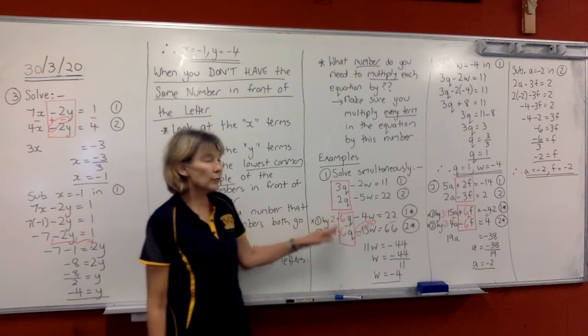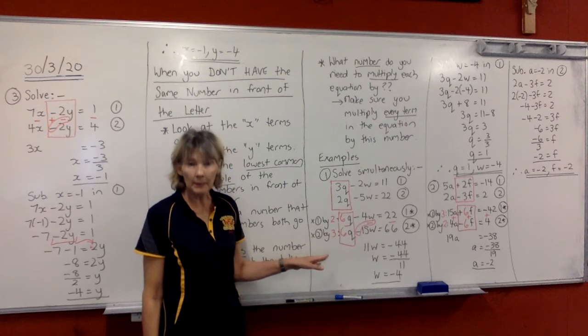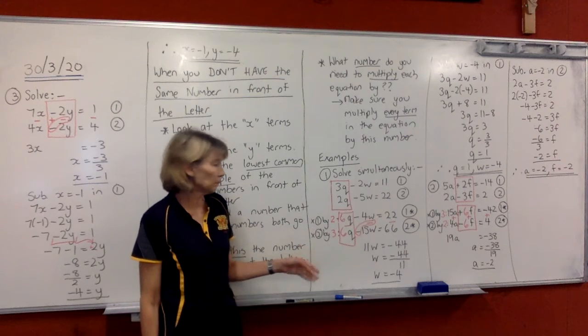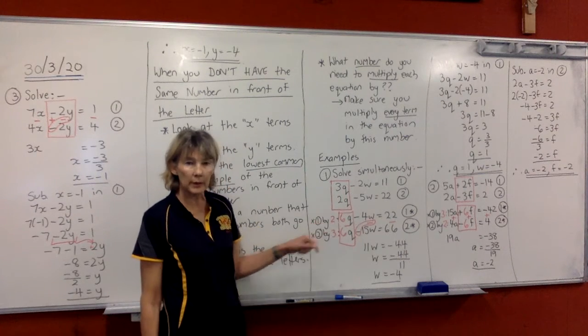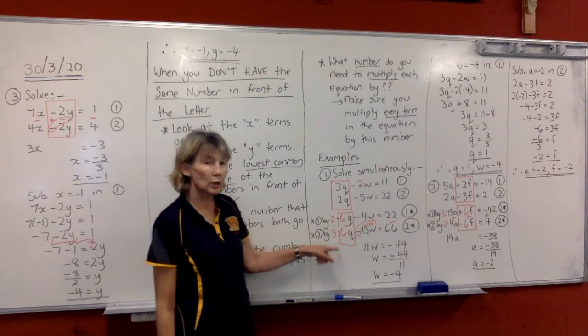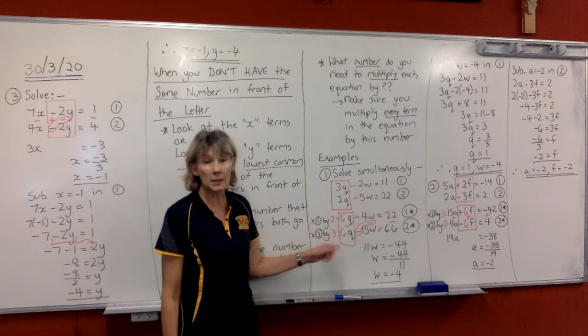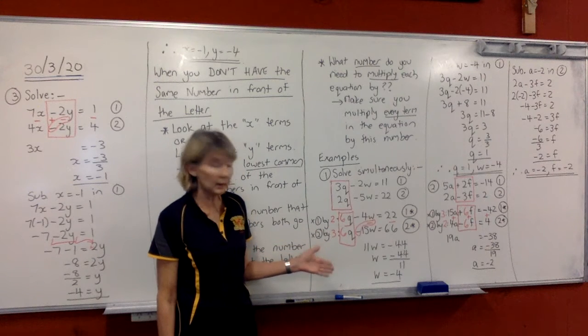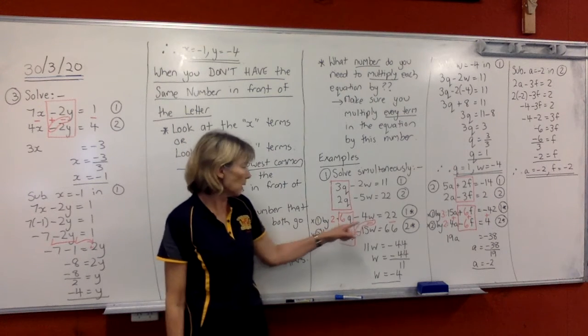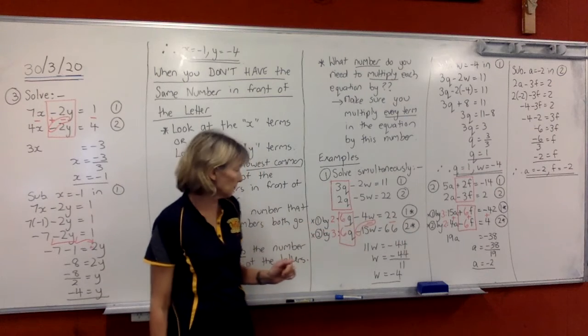Once we've got those numbers in front of the letters the same, we can continue like we were before. So still put the red box around there. Think, how am I going to eliminate the q's? Do I need to add them or subtract them? 6q minus 6q will give you nothing and eliminate them, so that's what we're going to do. Minus right through all your terms.